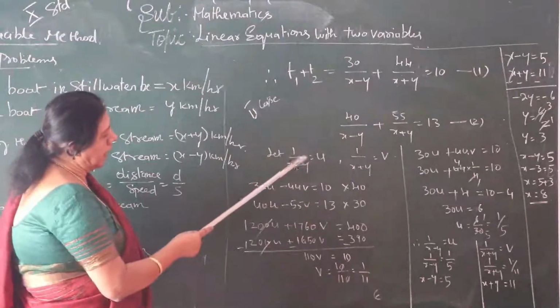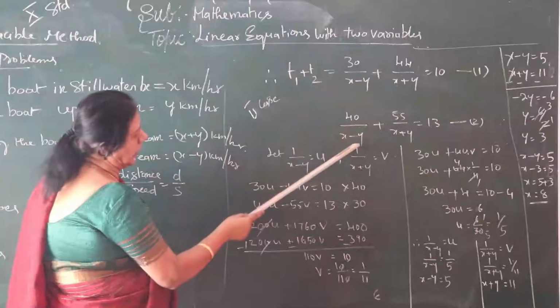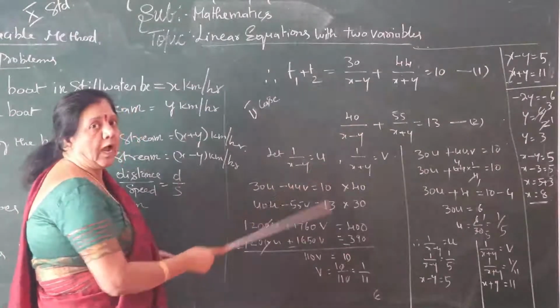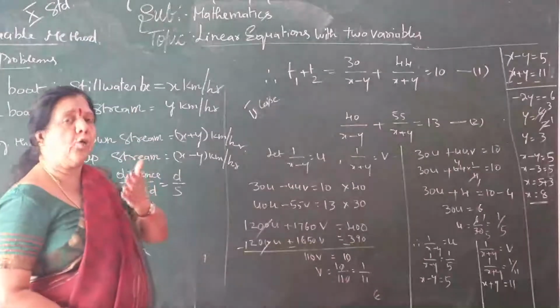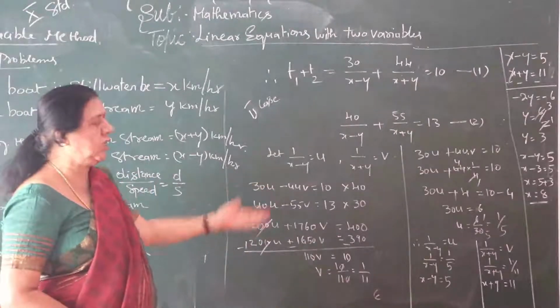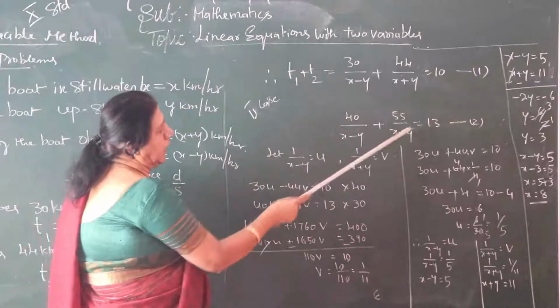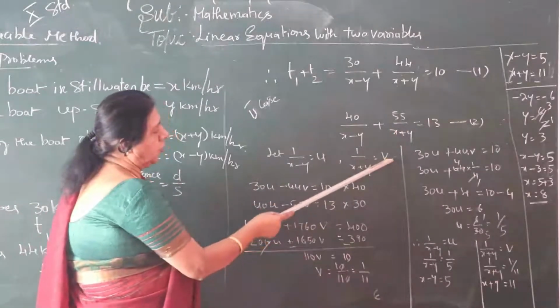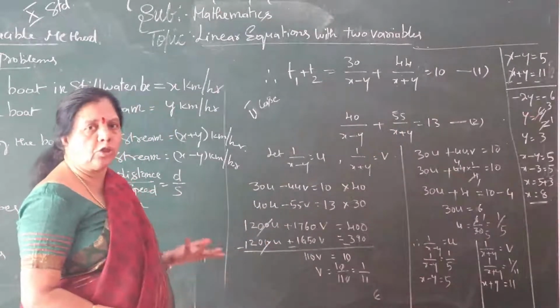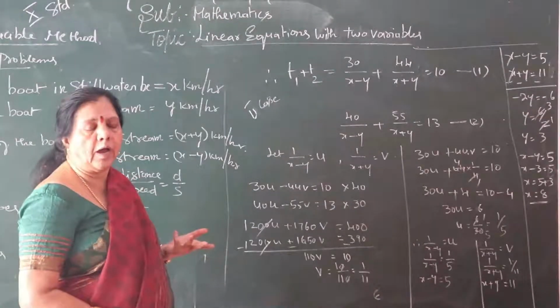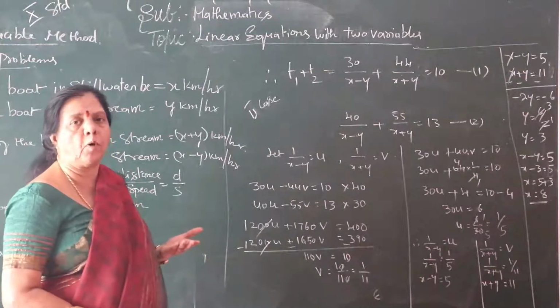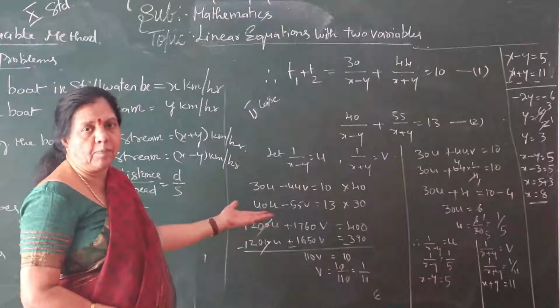Now 1 by x minus y is equal to u. In that, p and q we had taken; I have changed it a little to u. So here 1 by x plus y is equal to v. Okay, so this you know. I hope all of you solved the problem in the exercise. Now it will be easy.